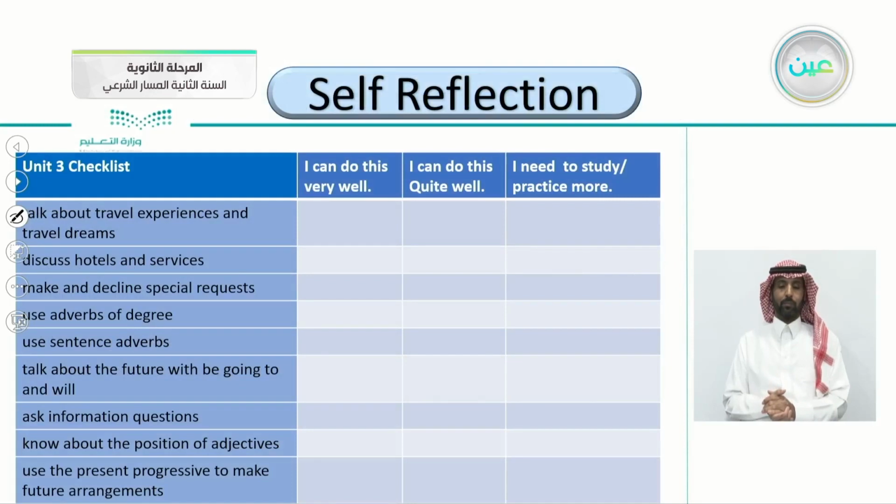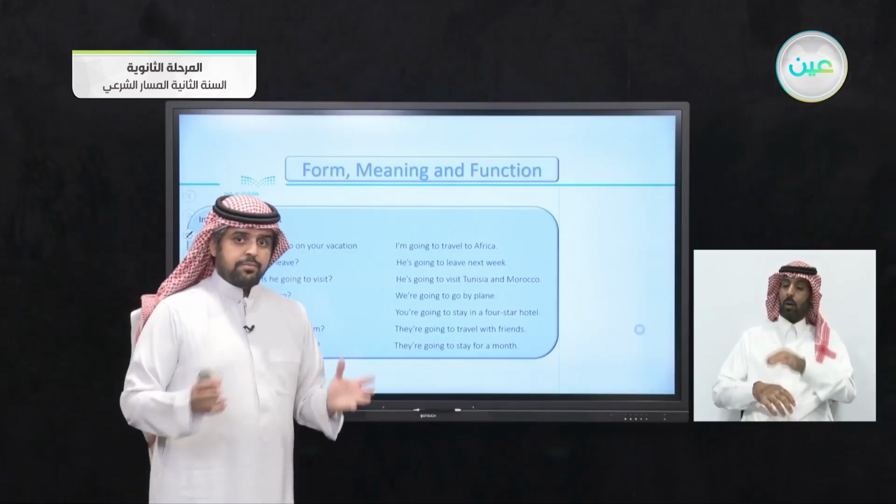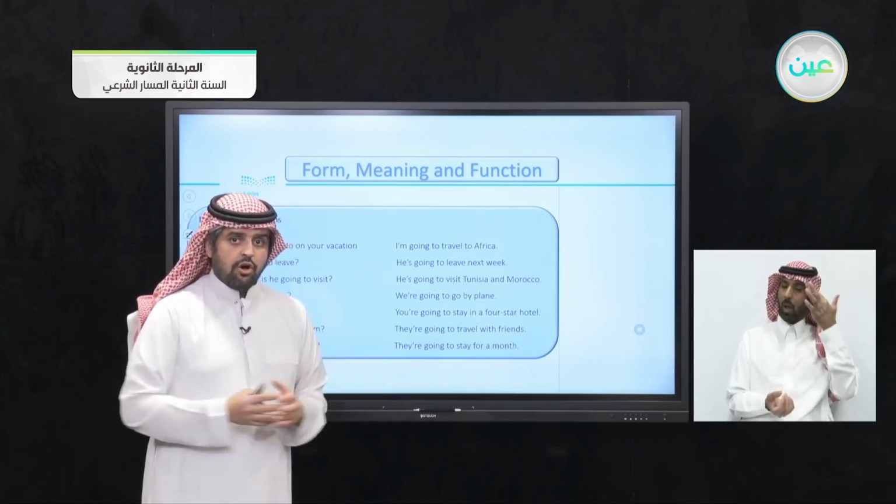So if this lesson is easy to you or hard or difficult, check the correct column for you. Ask information questions. If you remember information questions, the WH questions, what to ask for an action, when to ask for a time, when is she going to leave, to ask about when something is happening. Which countries is he going to visit, which is asking for an option here. How are we going to go. Where is asking for a location, if you remember the lesson, where am I going to stay. Who is going to travel with them. Who is always asking about people, whether it's a singular person or a group of people.